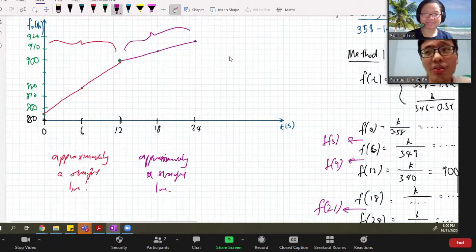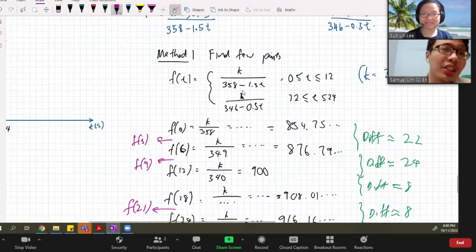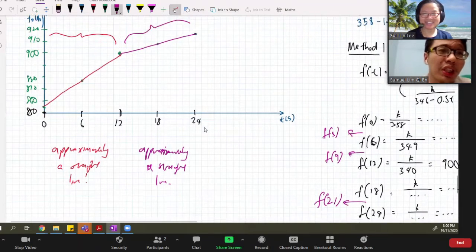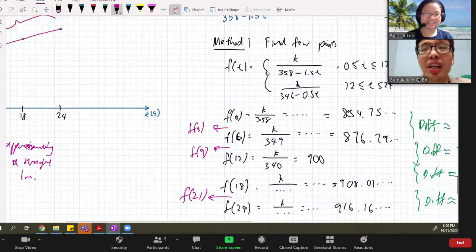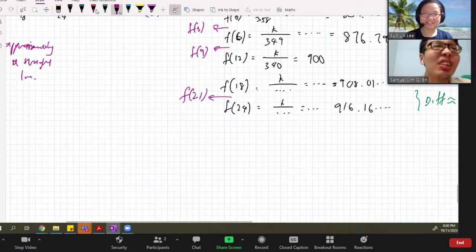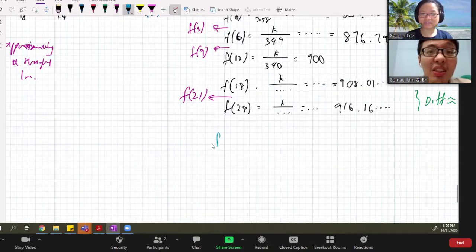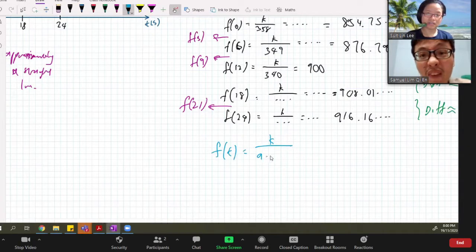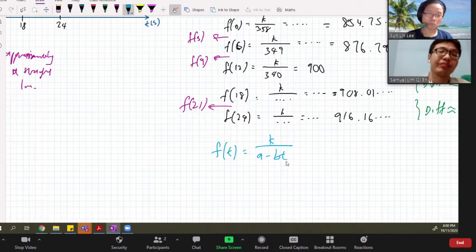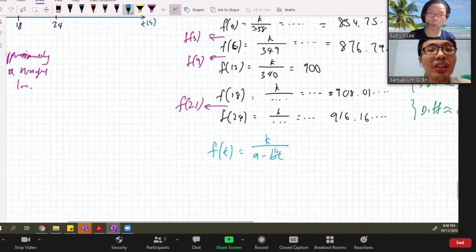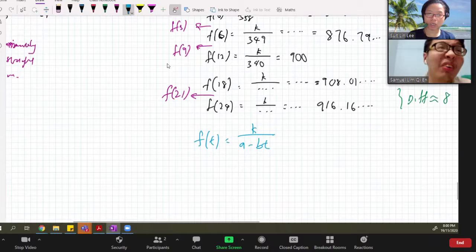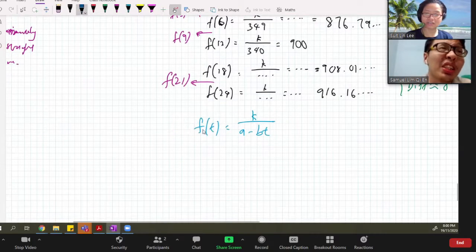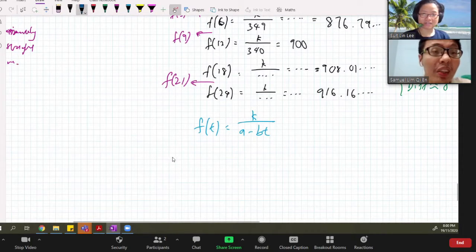But if you look at it strictly, you see that this is actually not a straight line. Not really a straight line. In fact, what you're getting here is that f(t) is actually some equation of this form, k over a minus b times t. And if you recall how you do transformation, we can start off with a simple 1 over t function.